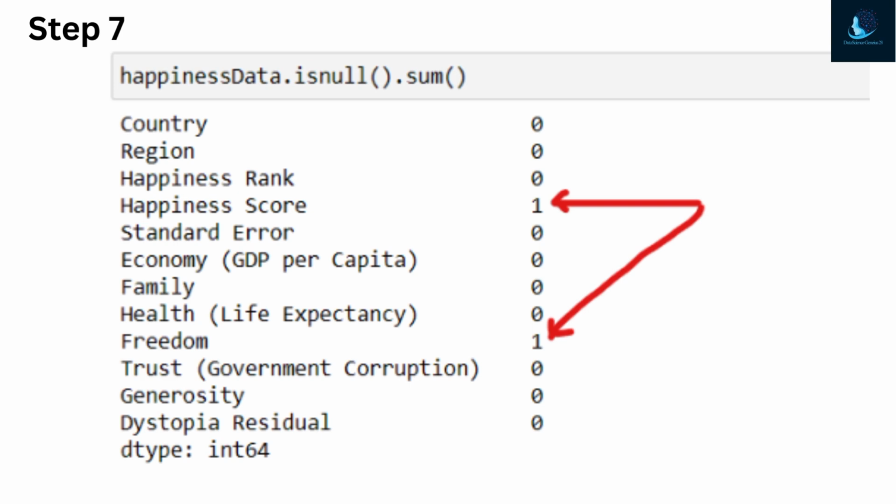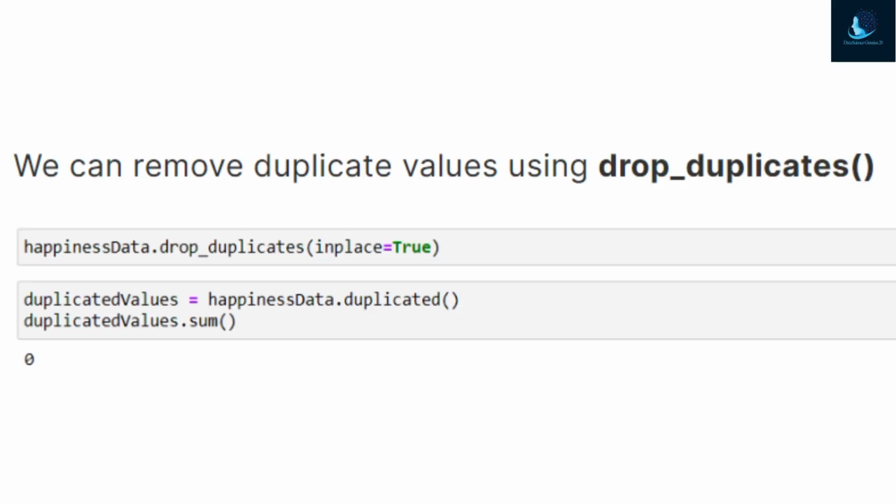And then step 7, handling missing values in the dataset. Luckily, this dataset doesn't have any missing values, but the real world is not so naive as our case, so I have removed a few values intentionally just to adapt it. How to handle this particular case? We can check if our data contains null values or not by the following command. As we can see, happiness score and freedom features have one missing value.